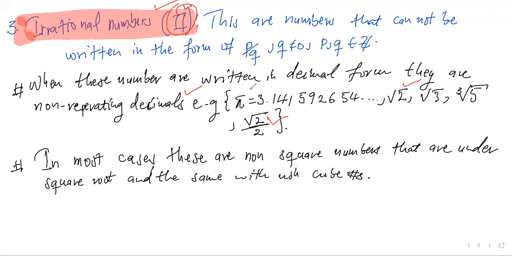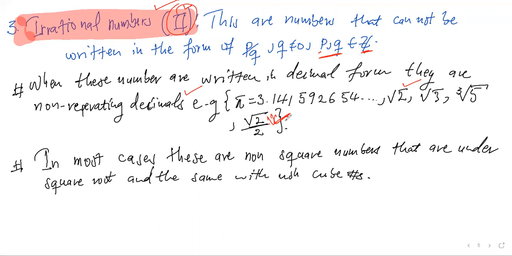You can see that this one is in the form of p over q, but the disqualification is that p, which is root 2, is not an integer. So that is what disqualifies it from being a rational number.